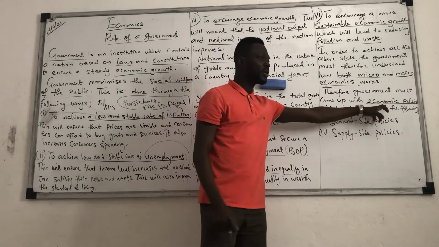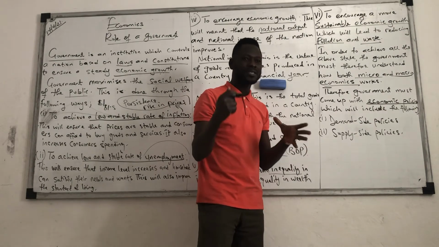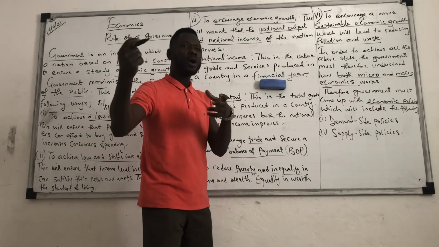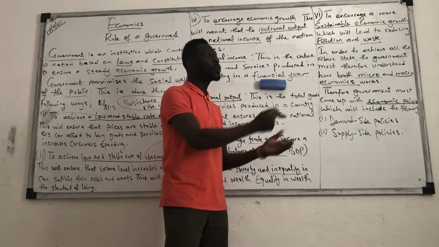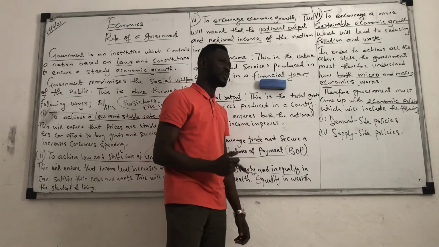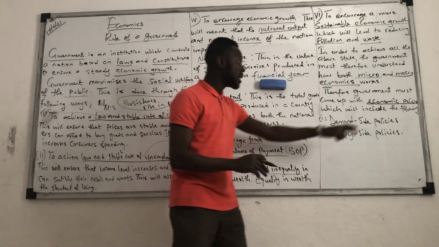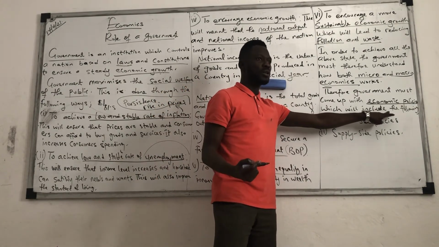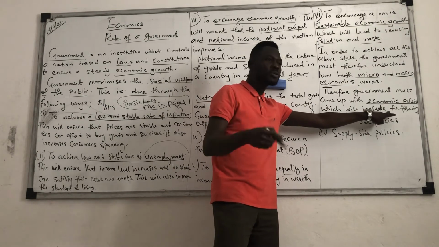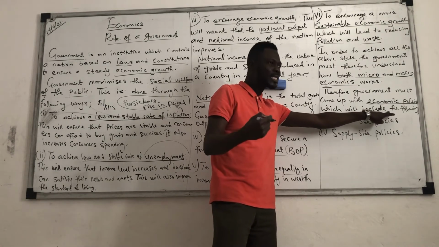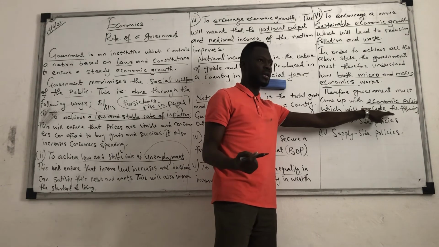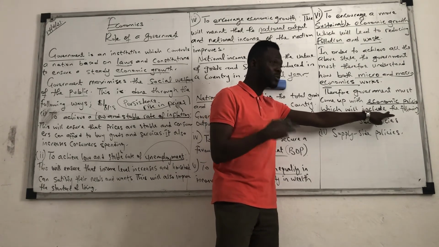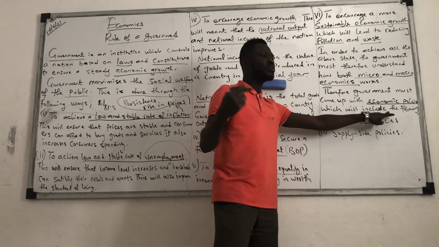Therefore, government must come up with economic policies which will include the following. So what are economic policies? Rules and regulations that determine what we produce, what we service, how we produce, how we service, what we get from outside and how we get them from outside of the country. So without policies, there's nothing we could do. Government will ensure that there are rules and regulations that affect our aggregate demand and aggregate supply, our demand and our supply. So they make laws that will protect what we demand and what we supply.